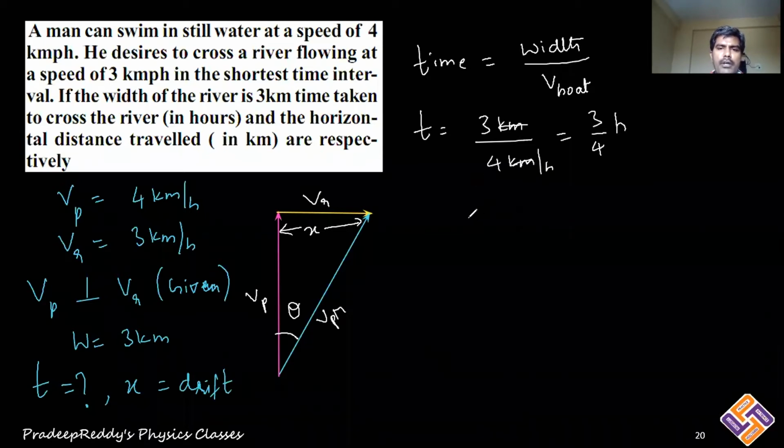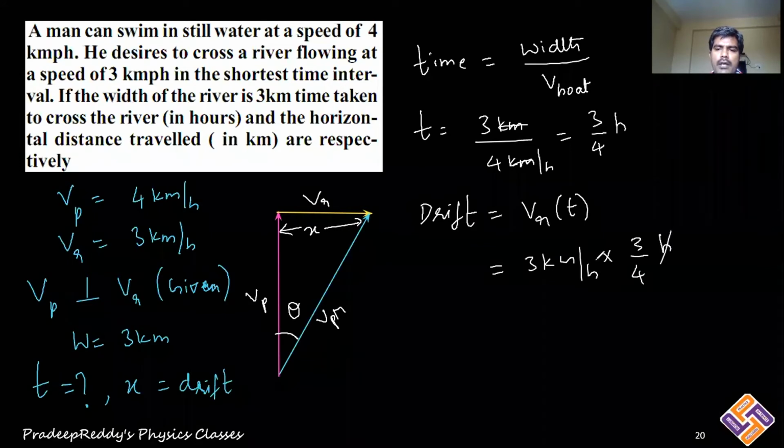Next, you are supposed to find out horizontal distance. That is nothing but drift. Drift is equal to velocity of the river into time taken to cross the river. Velocity of the river is 3 km/h into time taken, which is equal to 3/4 hour. Hour gets cancelled. This is 9/4 km. That is drift.